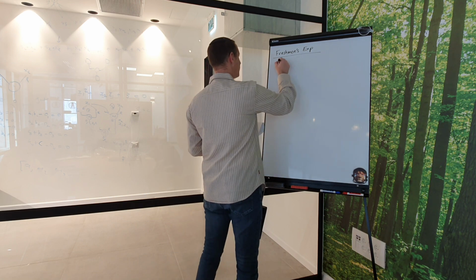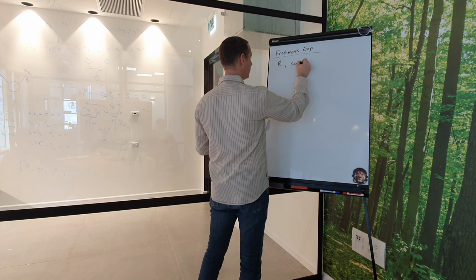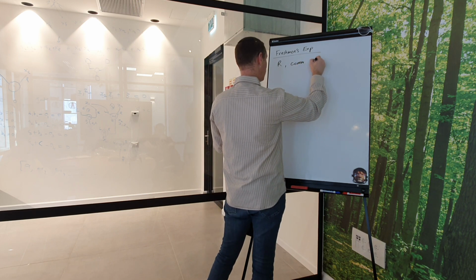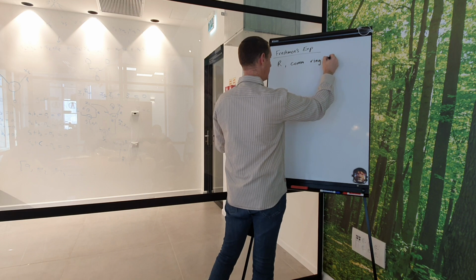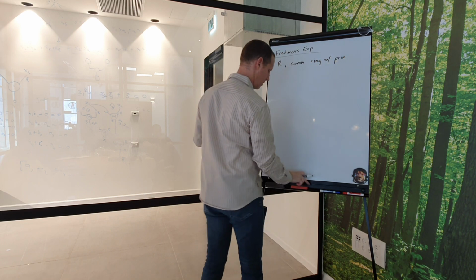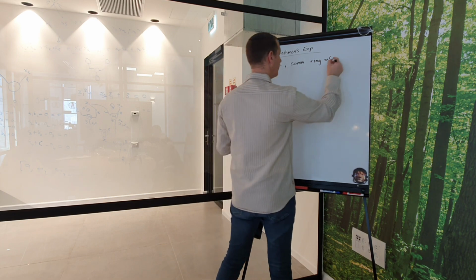So we've got R, a commutative ring, okay, with prime, actually we'll write it, characteristic of R is prime.